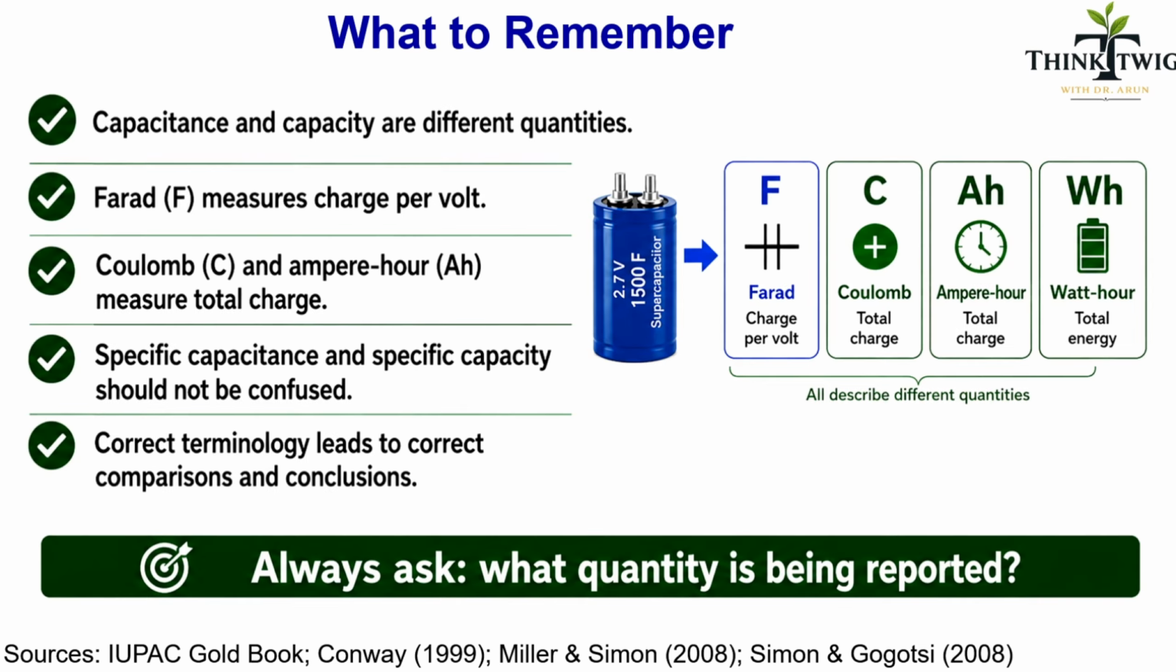Capacitance is the charge per volt. Capacity is the total charge. They are connected, but they are not the same. And once this difference is clear, capacitance, capacity, energy, and power become much easier to understand correctly.